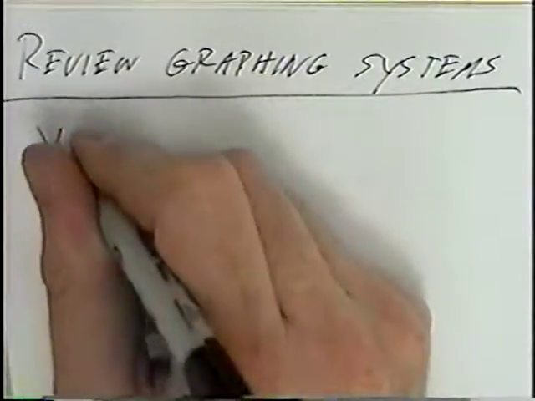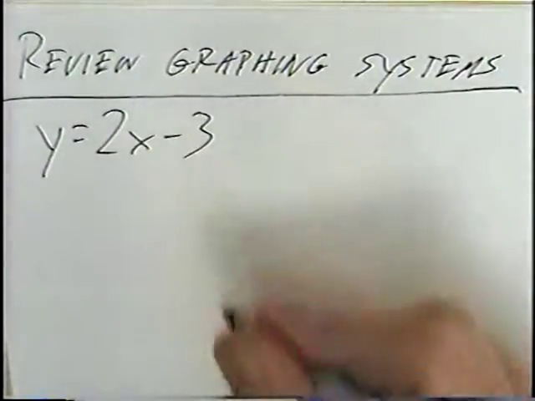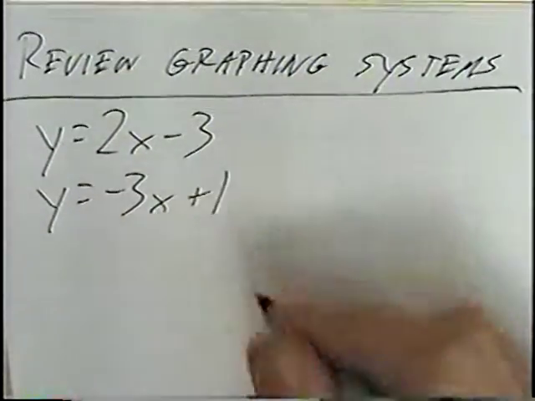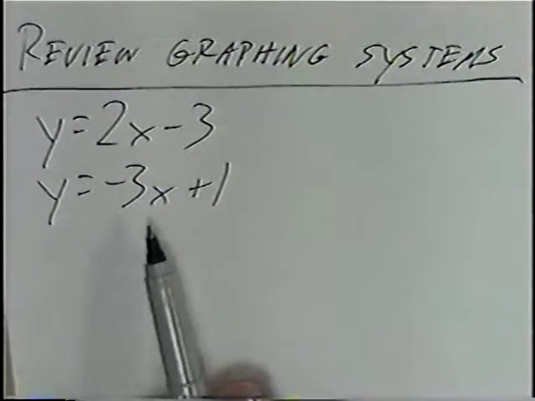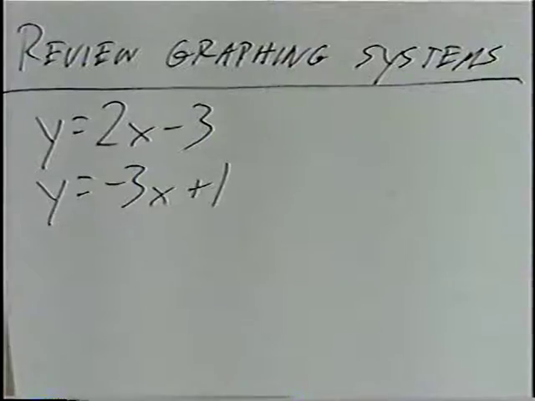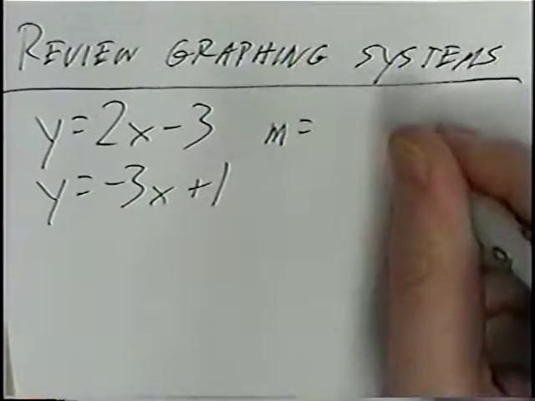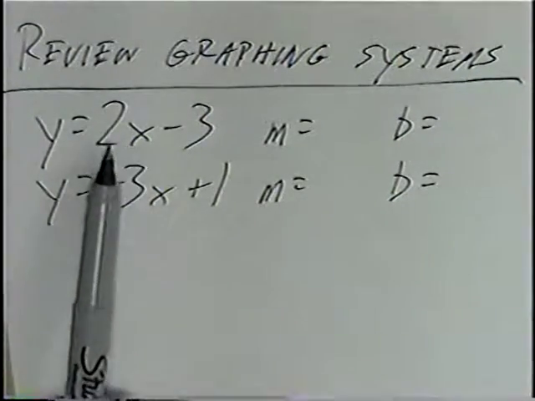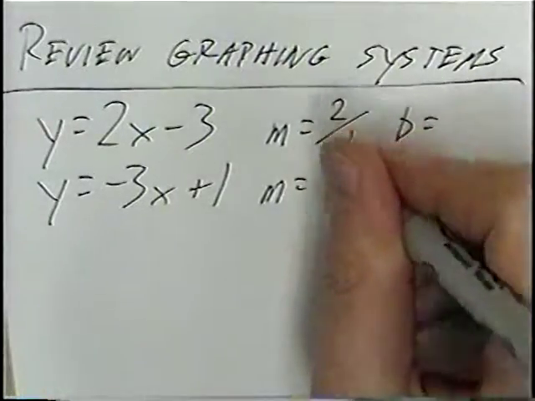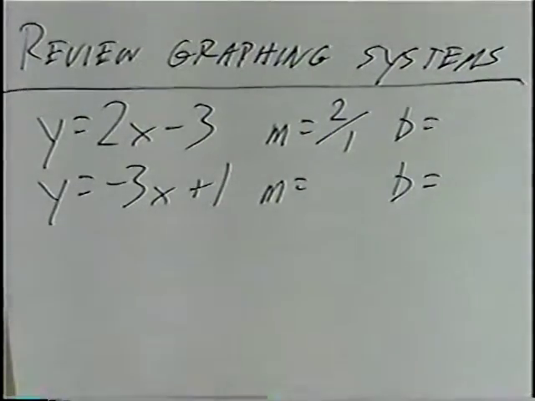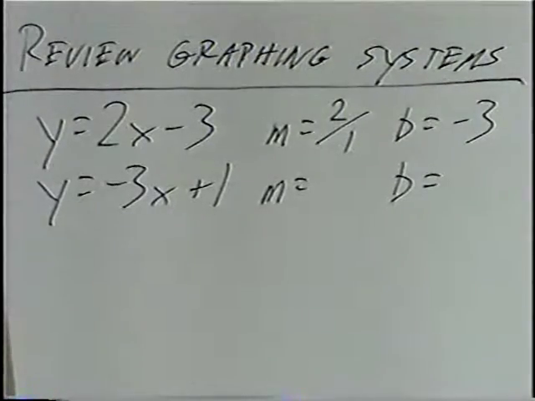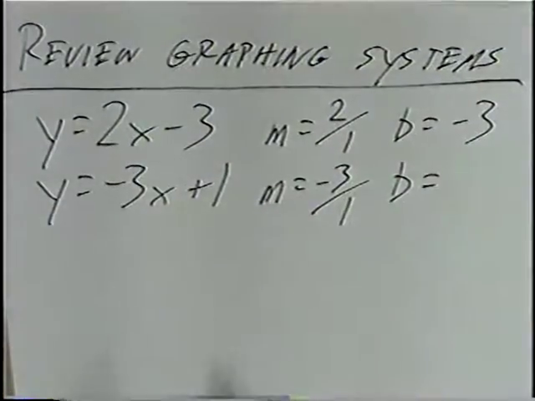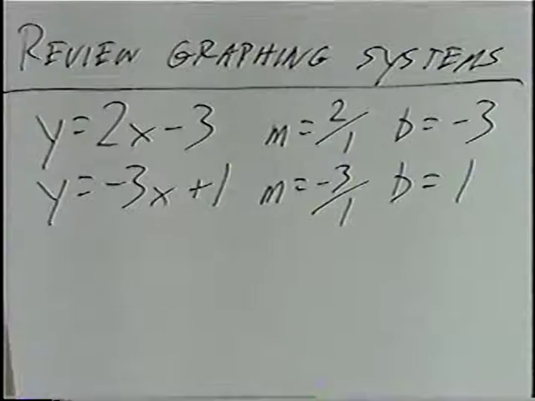First equation is y equals 2x minus 3. And the second equation, y equals negative 3x plus 1. Each of these equations is in slope-intercept form, or mx plus b form. So for each equation, we can find m equals and b equals. The first equation, m the slope, the number in front of x, would be 2, or you can have 2 over 1. And the b, the y-intercept, the last number, would be negative 3. Second equation, m the slope would be negative 3 over 1, and b, the last number, the y-intercept, equals 1.